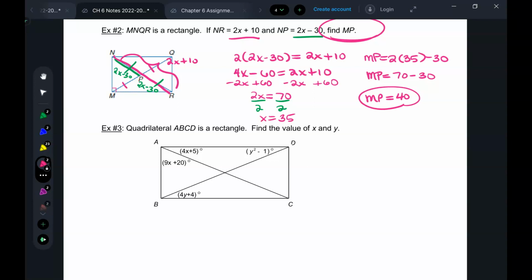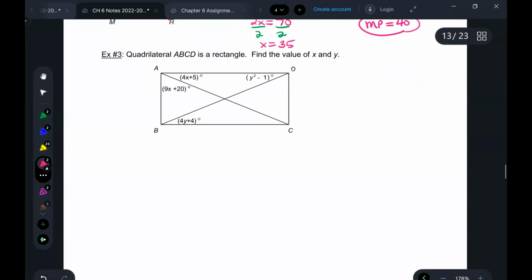Okay, another rectangle. Find the values of x and y. 4x plus 5 plus y squared minus 1 equals 180. Why do we get 180? You can do y squared minus 1 equals 4y plus 4. I got a negative number.